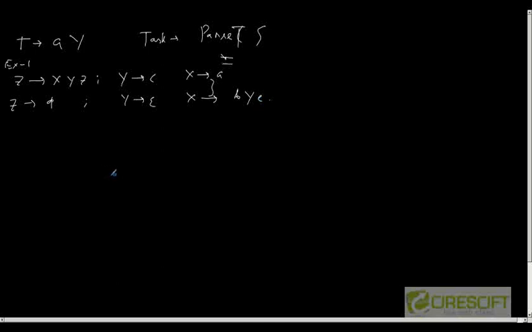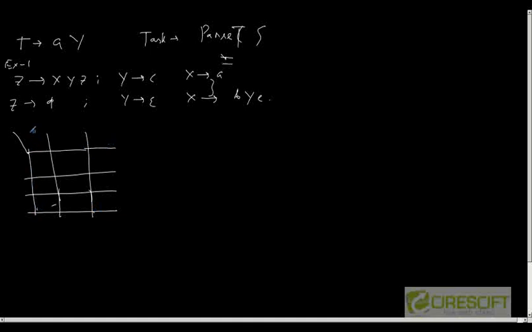Now we have also created the table. So the table looks like, and here it is nullable, the first and the follow. For Z nullable is false. For first it is d a b, and for follow it is empty.